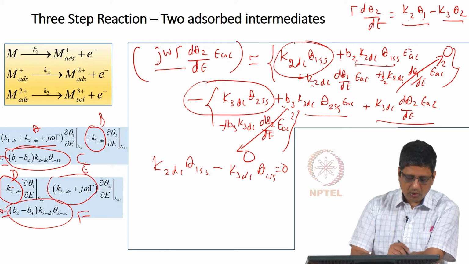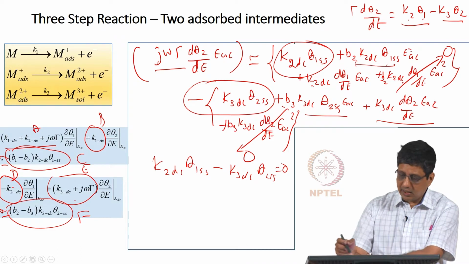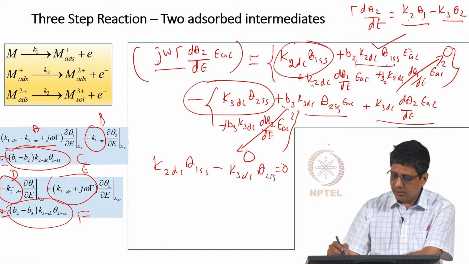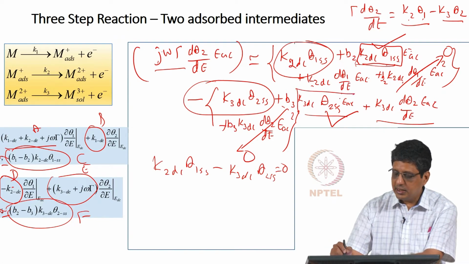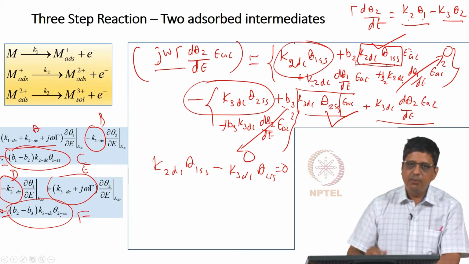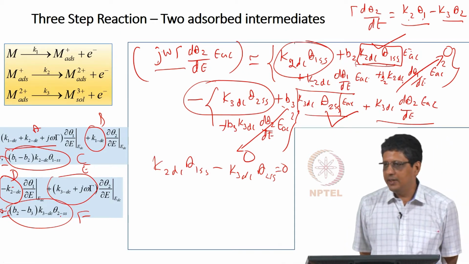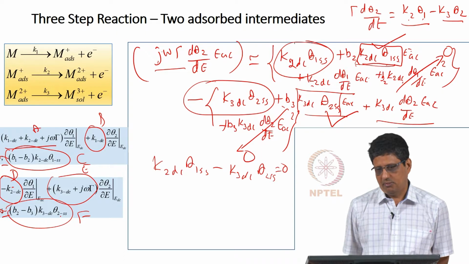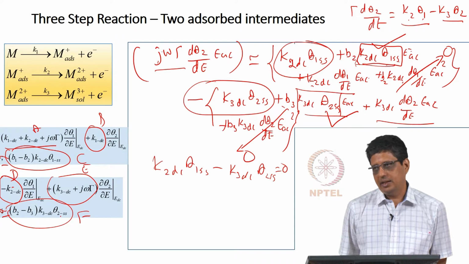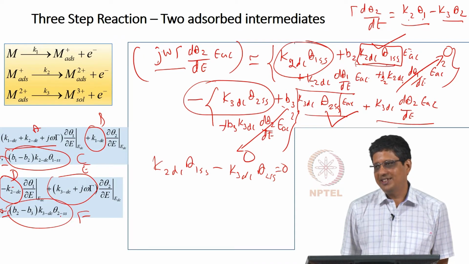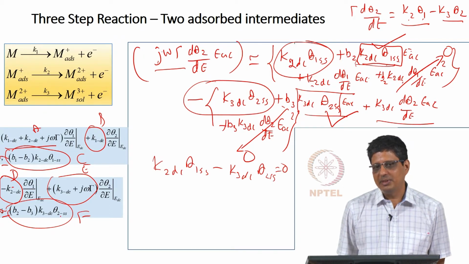So, you get one expression here, another expression here, and on the right side we have this term and this term, where I can recognize again k2 dC theta 1 SS is equal to k3 dC theta 2 SS. Therefore, I can simplify it a little bit. Even if I do not simplify and leave it as it is, it is fine. So, please try and derive the expression rather than relying on me to do it correctly and show you the result. My intention is to show you the correct result, but I could make mistakes.